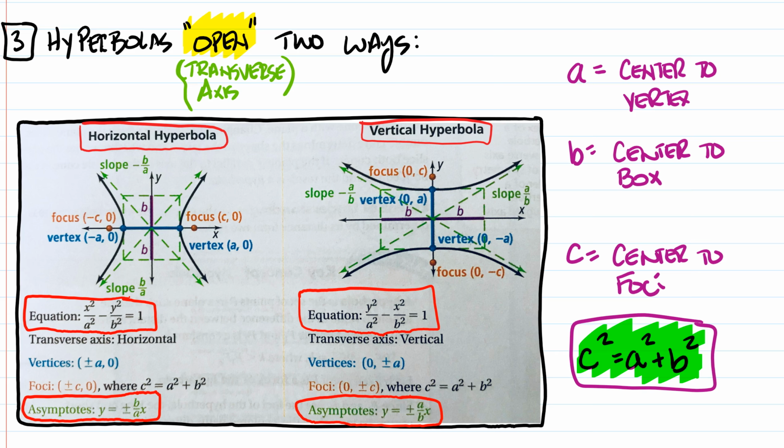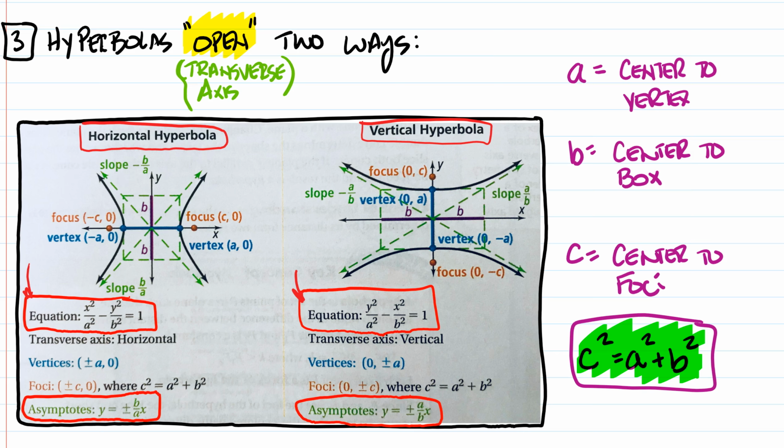These are the two pictures that we have. First, let's talk about the equations, okay? So let's look here and let's look here. The equation for the hyperbola that's going to open left and right is going to be x squared over a squared plus y squared over b squared equals 1. Now, you're going to notice that that looks a whole lot like an ellipse. The only difference is the sign in the middle is negative.